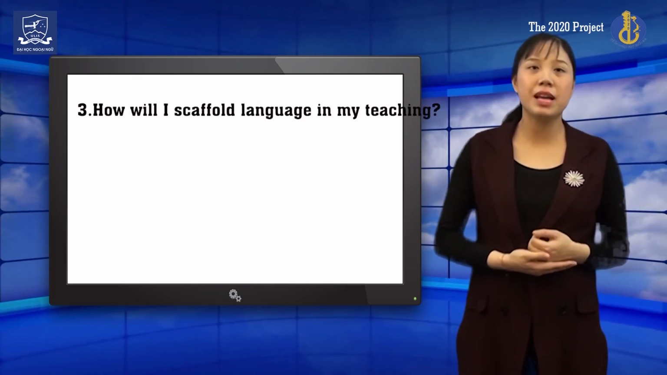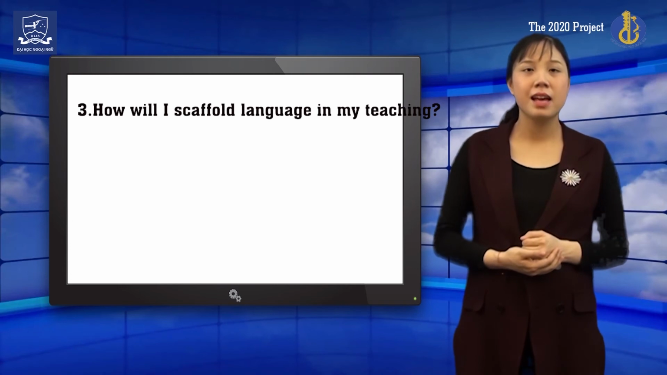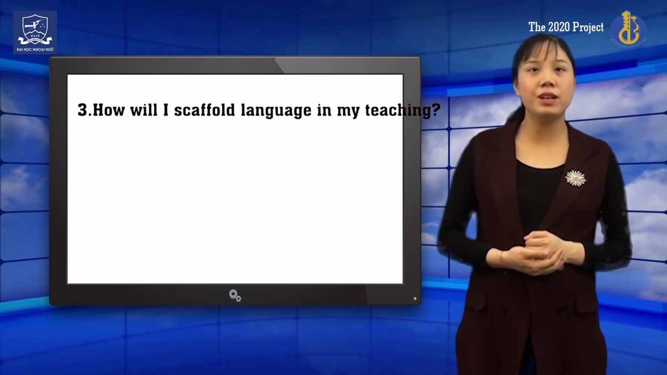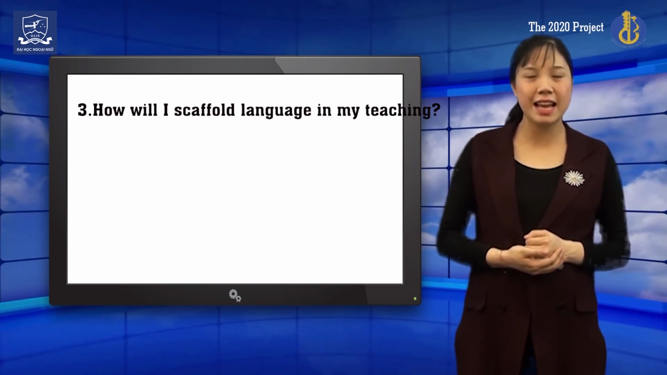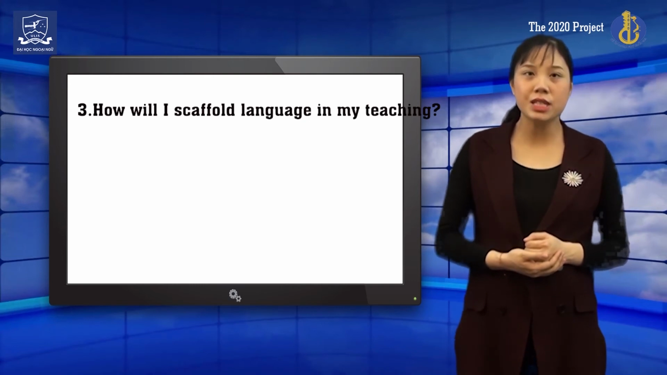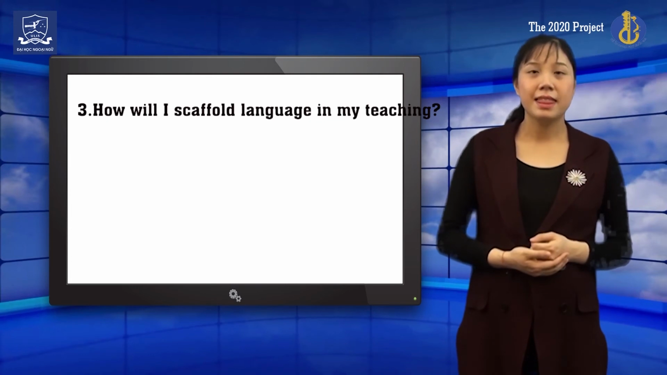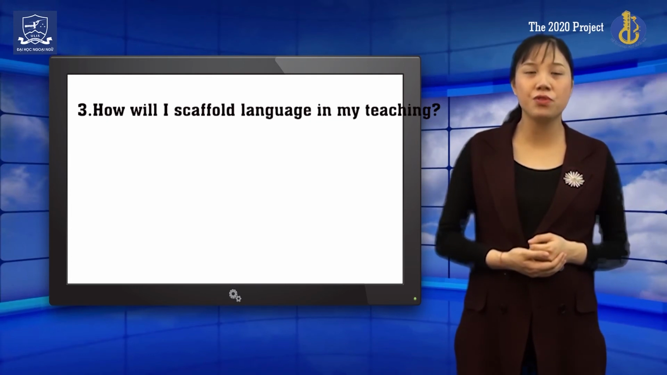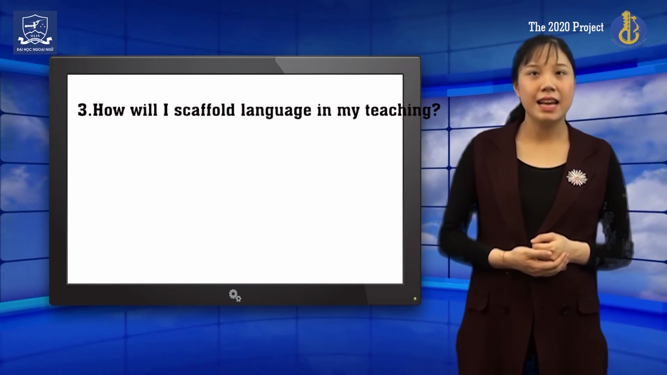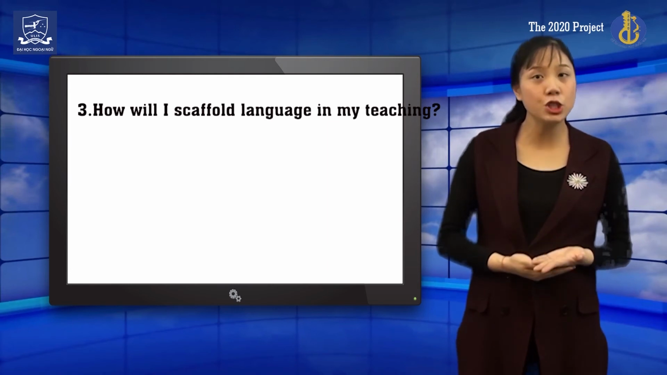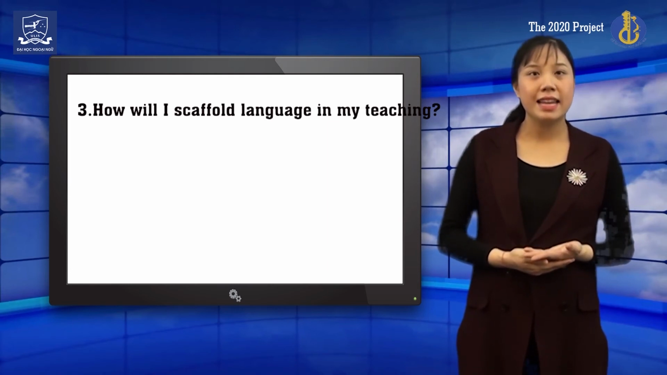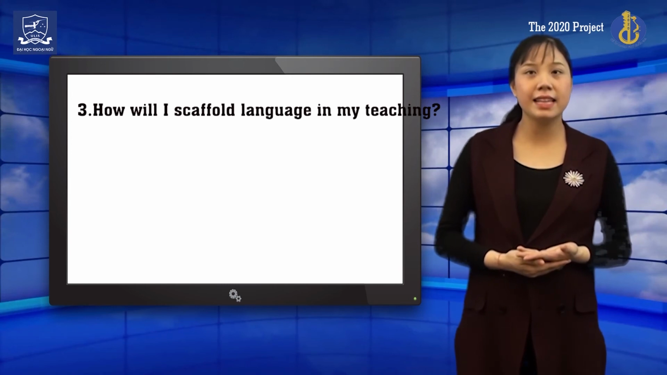How will I scaffold language in my teaching? It is important to scaffold learning by providing guidance and support that challenges students based on their current ability. This will help learners to gain confidence and independence in using new knowledge or skills and develop their understanding in stages.